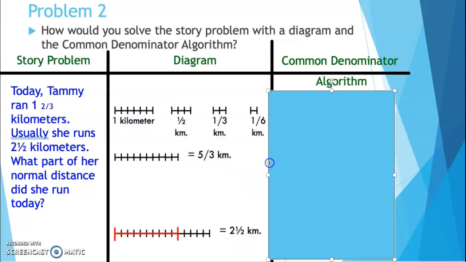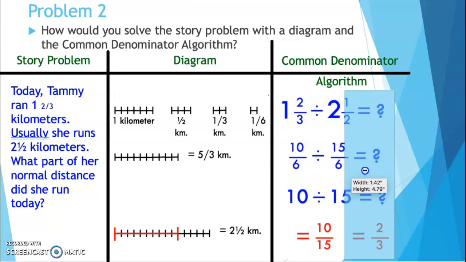Okay, here's your diagram. Different format this time. What kind of diagram is this? Go back and think about that. 1 kilometer, half, 1/3, 1/6. We find 5/3. Here's your algorithm.